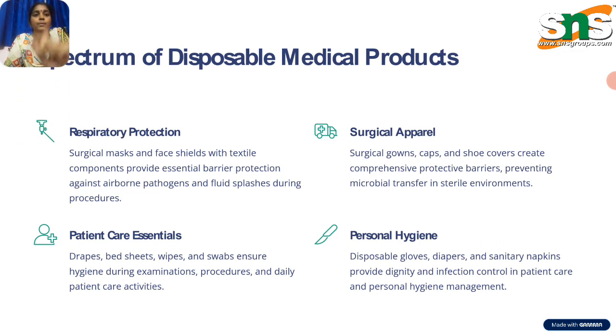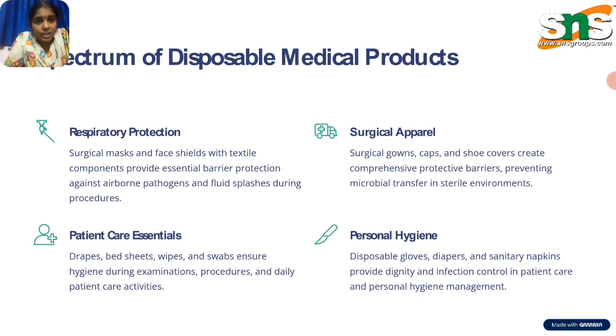Next is the spectrum of disposable medical products. What is the main concept? Why do we use disposable medical products? First is respiratory protection. Surgical masks and face shields with textile components provide essential barrier protection against airborne pathogens and liquid splashes during procedures. Masks and similar products are made of non-woven. It has some breathable capacity, and it won't allow the pathogens to pass through it. We can also apply finishes over it, and based on the finishes, it will protect us from the pathogens.